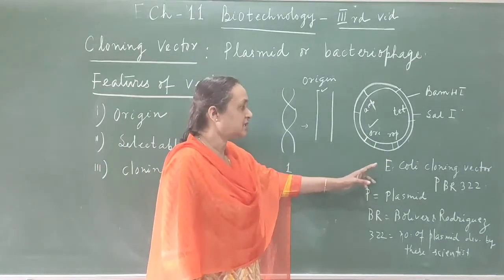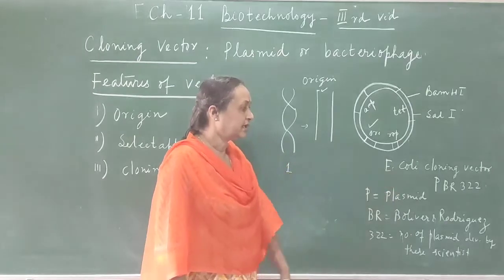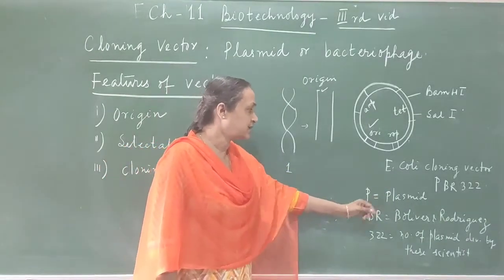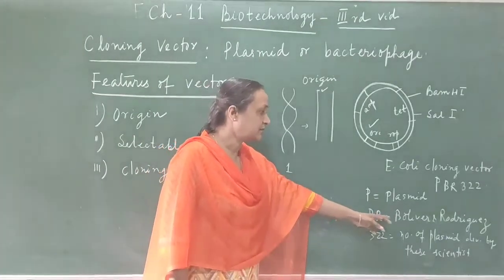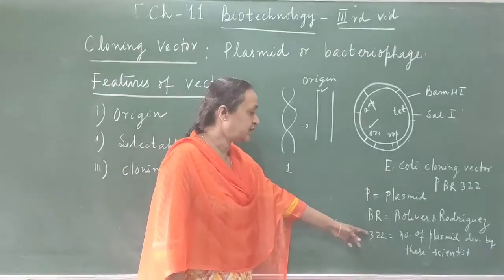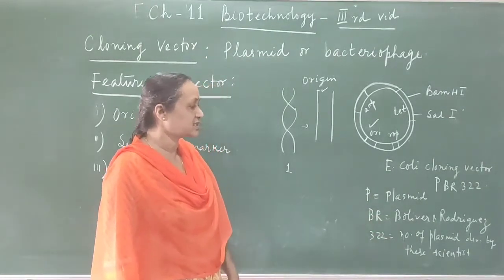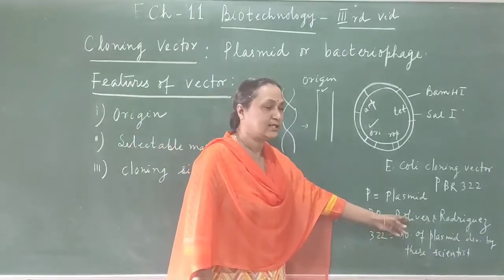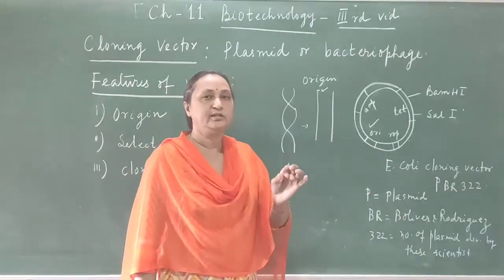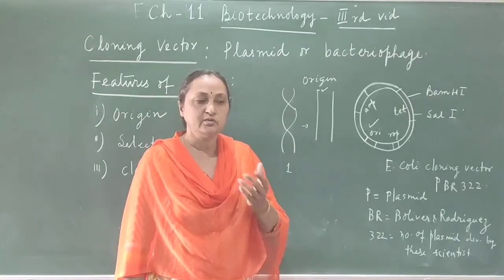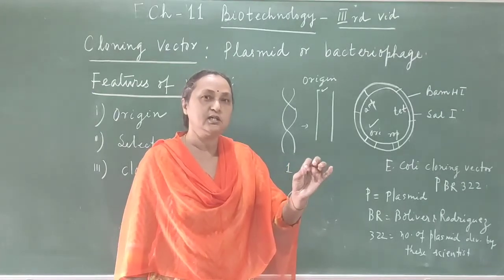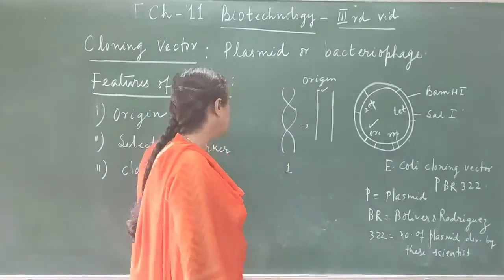So this is a plasmid of E. coli and the name is pBR322. P stands for plasmid. BR stands for Bolivar and Rodriguez, two scientists who discovered this plasmid. And 322 is the number of the plasmid which was discovered by these two scientists. Okay, so now you understood. Origin is the point from where the replication will start. So if we want to multiply any foreign DNA, you have to add that foreign piece of DNA at a place near the origin.